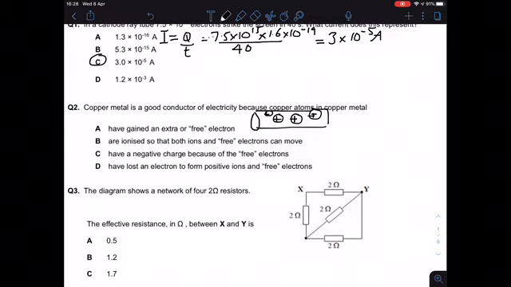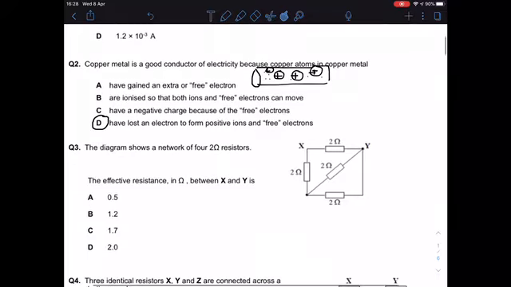Those positive ions are created by the fact that in a metal, the metal atoms, if you like, bond metallically, so they lose electrons and you end up with free electrons like that. So we therefore have answer D. The copper metal had lost an electron to form positive ions and free electrons, so 2 is D. Okay, moving up to question 3.